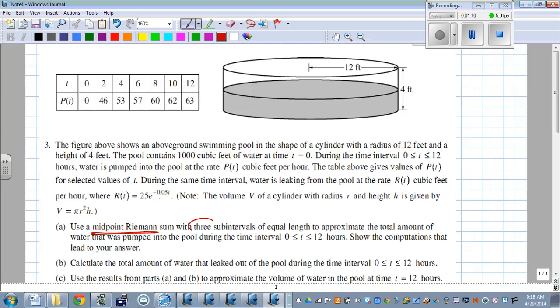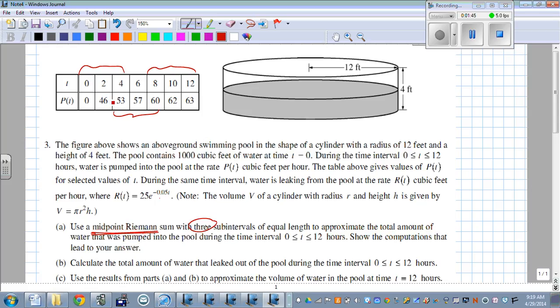We're going to 3 subintervals. So we're going from 0 to 4, 4 to 8, and then 8 to 12. So on the interval from 0 to 4, what's our midpoint? 2, right? So 2 is where we're going to get the height of our rectangle for this Riemann sum. Well, the height of the rectangle is going to be 46.